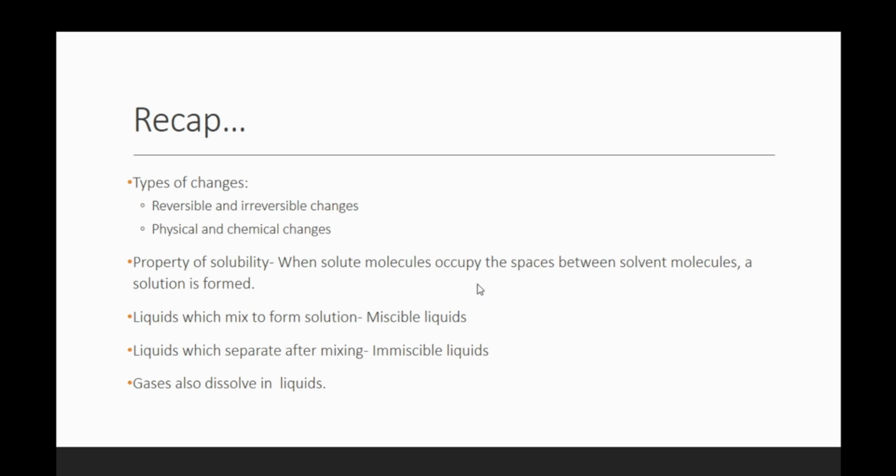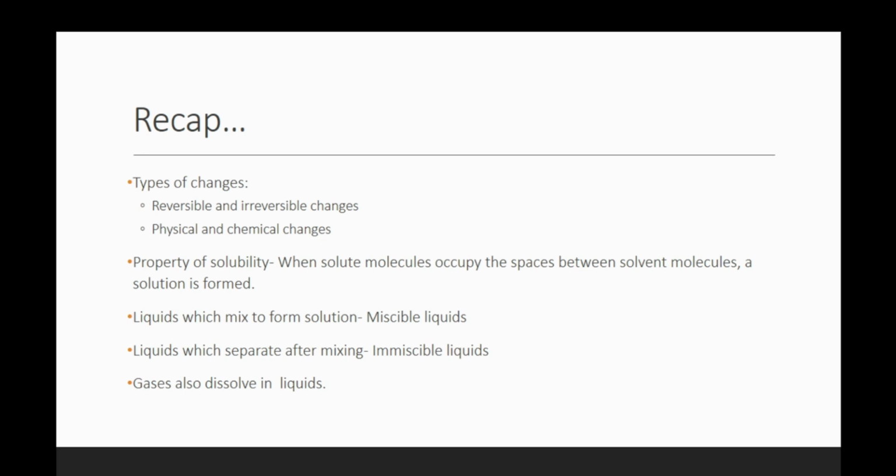Now let's recap what we have learned in this video so far. We've learned about the types of changes, that is reversible and irreversible changes, physical and chemical changes. We learned that reversible changes are mostly physical changes which happen because of the change in states of matter. We also learned that irreversible changes are changes which cannot be reversed and which are mostly chemical in nature. In physical changes, no changes happen in molecular structure and composition of the substance.